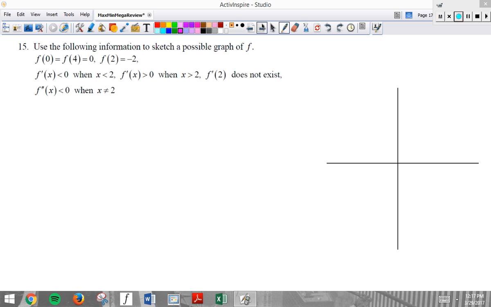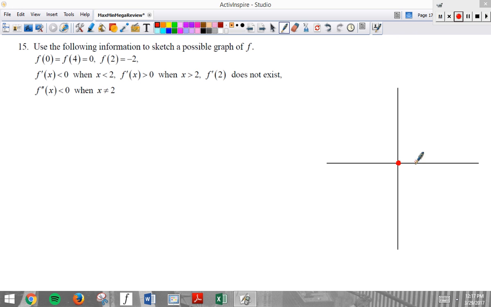Go for it. We did a problem like this already. Try your best. 3, 2, 1. Did you draw something on paper? If you didn't, this video is not nearly as helpful. Alright, I'm going to sketch these. So it's saying these are both zeros.